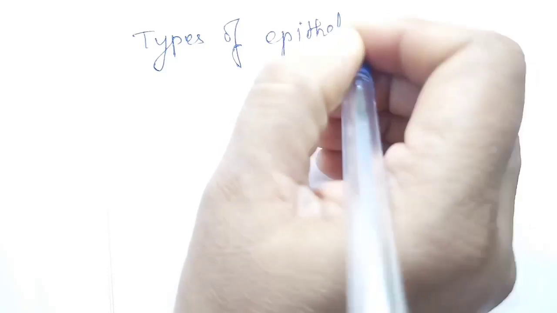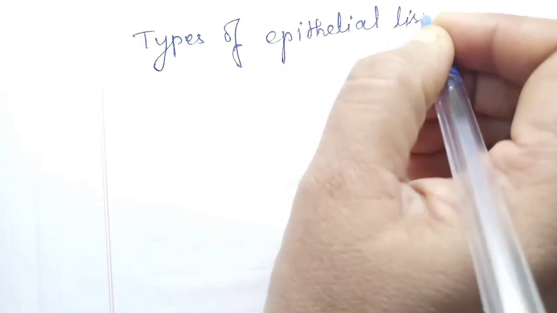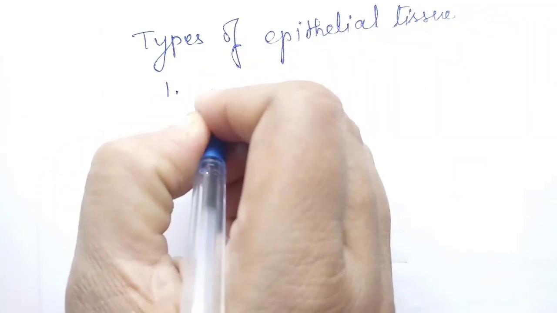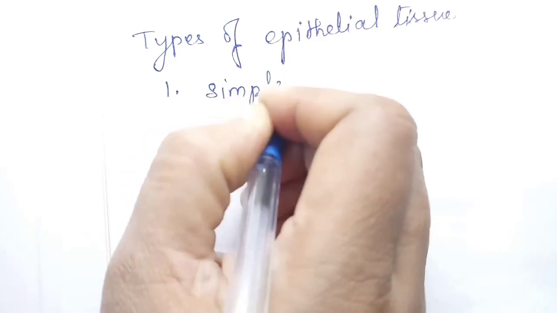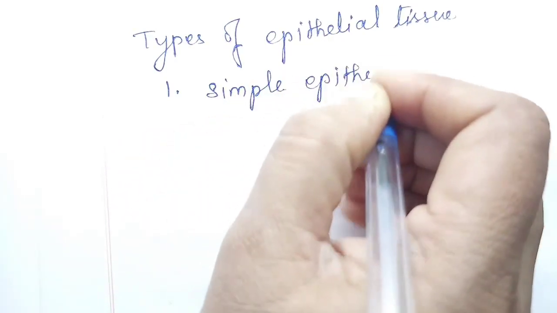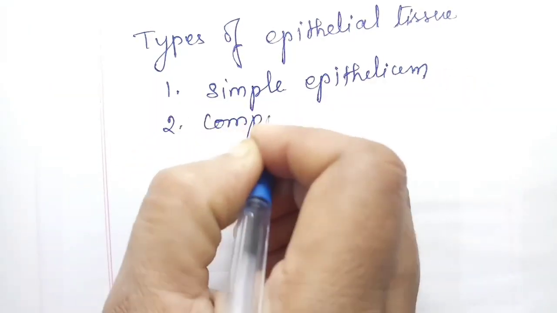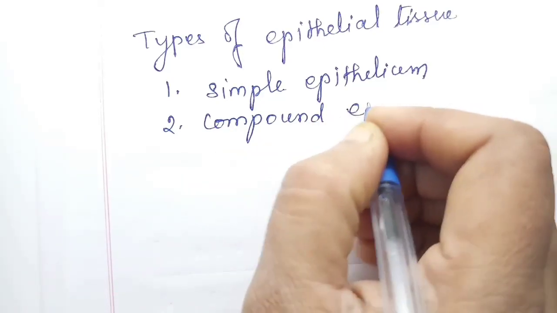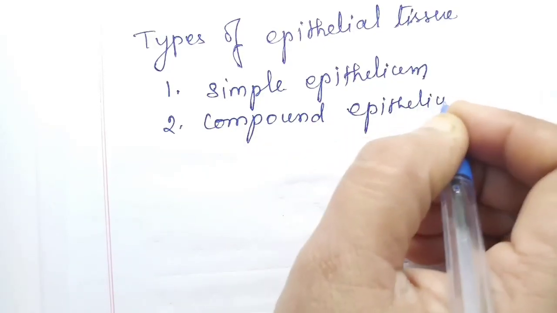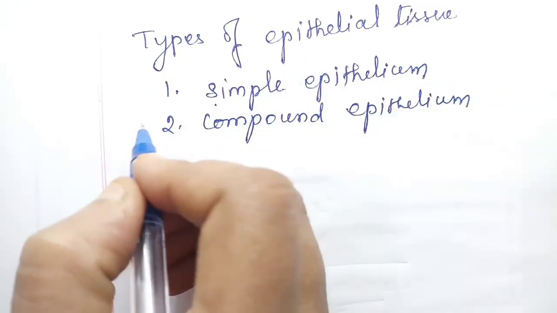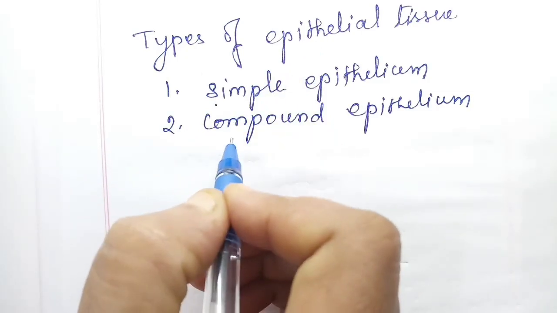Now, we are going to see the types of epithelial tissue. One is simple epithelium, another one is compound epithelium. There are two types of epithelial tissue, simple and compound.